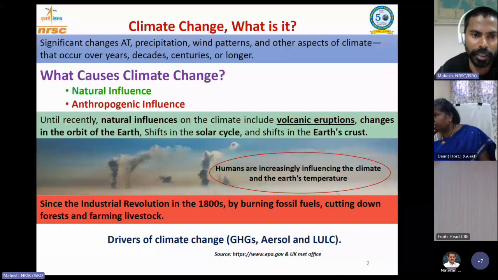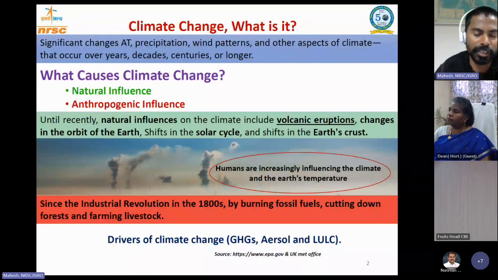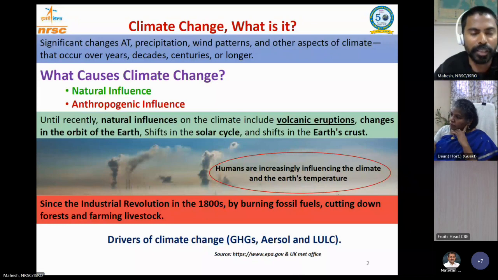The climatic parameters, which we call indicators of climate change, are air temperature, rainfall, that is precipitation, the change in wind patterns, and other aspects of climate which occur over decades, a minimum of 3 decades, to centuries. Even though we talk today about anthropogenic actions, the human influence and industrial activity, climate change has been happening since ages, through natural change.